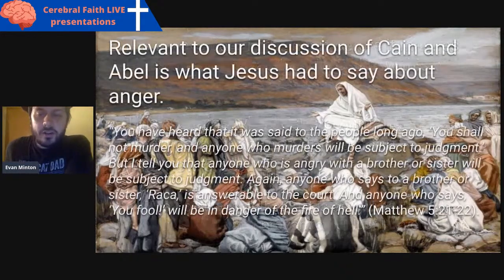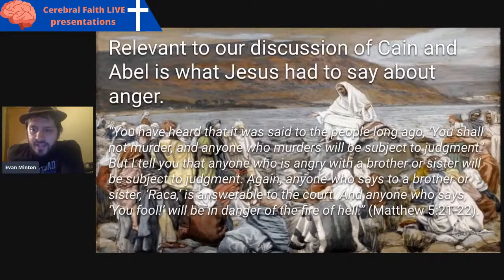So relevant to our discussion of Cain and Abel is what Jesus had to say about anger. In Matthew chapter 5, verses 21 to 22, Jesus said, quote, "You have heard that it was said to the people long ago, 'You shall not murder, and anyone who murders will be subject to judgment.' But I tell you that anyone who is angry with a brother or sister will be subject to judgment. Again, anyone who says to a brother or sister, 'Raka,' is answerable to the court, and anyone who says, 'You fool,' will be in danger of the fires of hell," end quote.